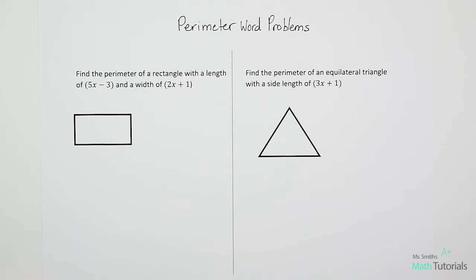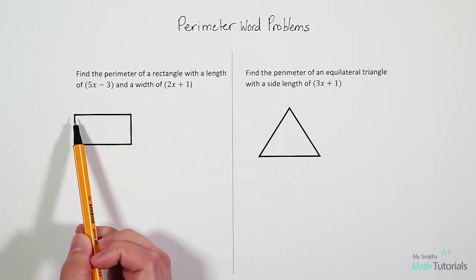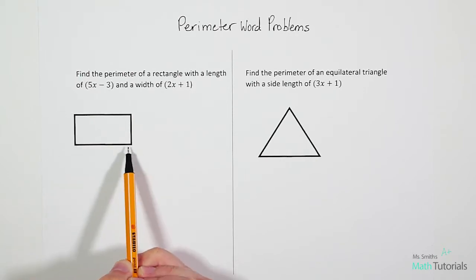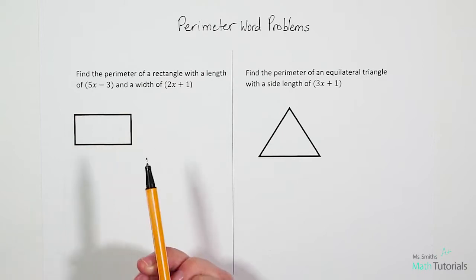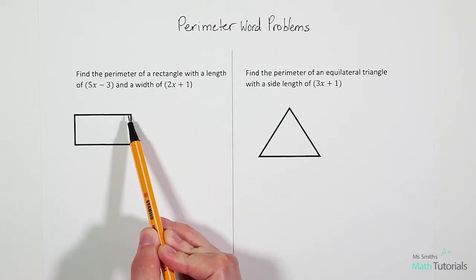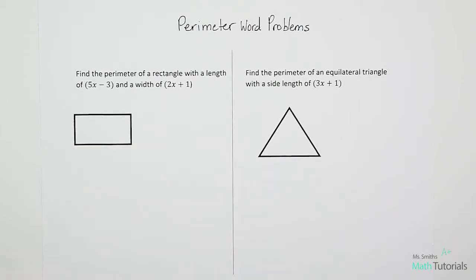I always think of perimeter as like fencing around a yard. So just taking this picture for example, if we imagined that this was a backyard and this was the fencing lining the backyard, the perimeter is the measurement of this fence line all the way around. So let's dive right into some examples.